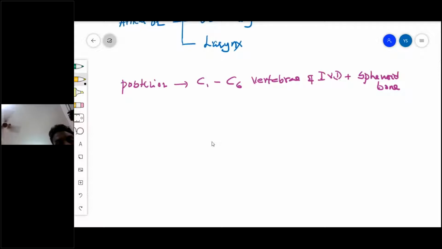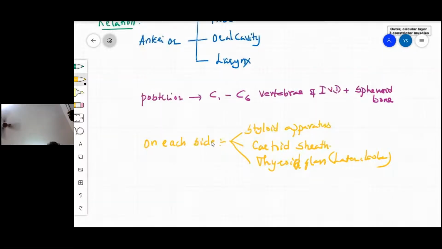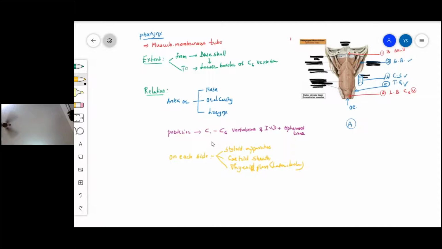And finally, on each side it is related to the styloid apparatus, and second, the carotid sheath in the middle, as I have shown you in the picture. Number 3, the thyroid gland, lateral lobes. So this is about the definition, extent, and the relations of the pharynx.